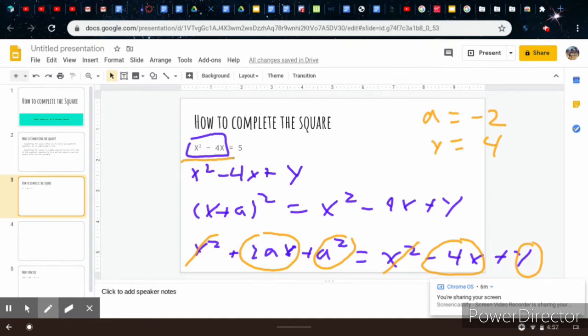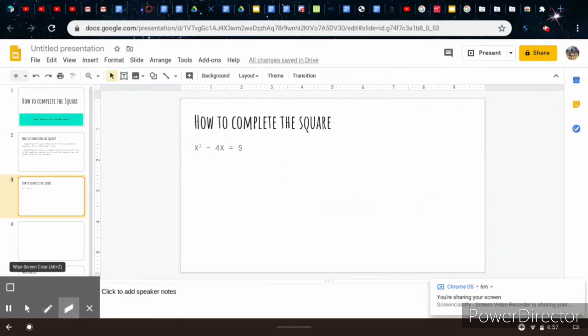Now let's clear everything to make this simpler. Since y is 4, the left-hand side of the equation will be x squared minus 4x plus 4 equals 5. But as you realized, we added 4 to the left-hand side. You also need to add 4 to the right-hand side.